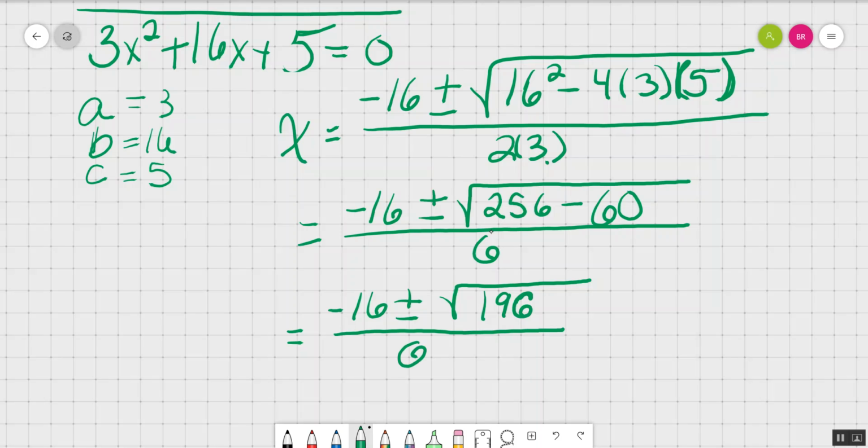It's wild. Is 196 a perfect square? I think it is. I think it's 13. Let's find out. I'm going to pull out my calculator real quick and do the square root of that. It's 14. How was I 1 off? That was super weird. Anyway, so this is another one that comes out kind of nice. Plus or minus 14 over 6.